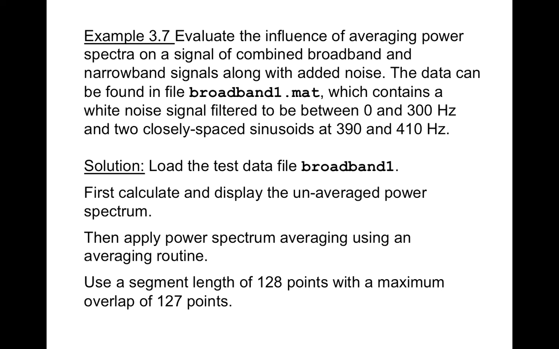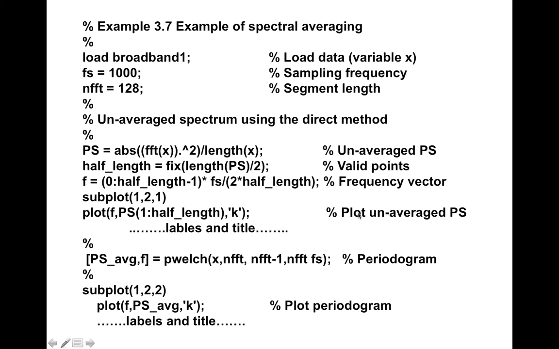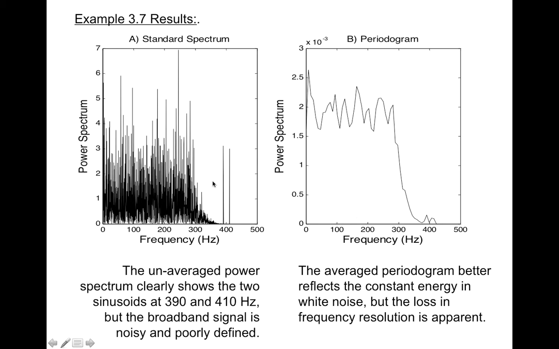In example 3.7, we want to evaluate the influence of averaging the power spectrum on a signal with a combined broadband and narrowband with added noise. This is the data file that provides the data set. It contains white noise filtered between 0 and 300 Hertz, and then two closely spaced sinusoids at 390 and 410 Hertz. So here's the code, and here's the result.